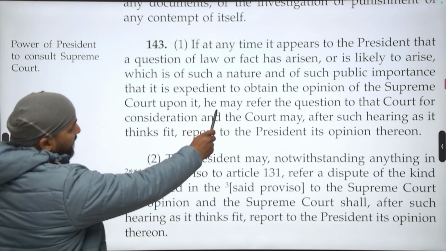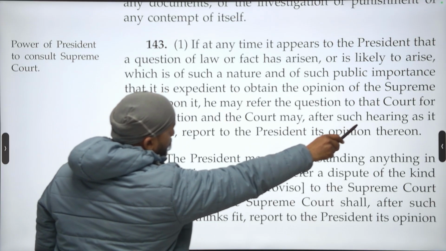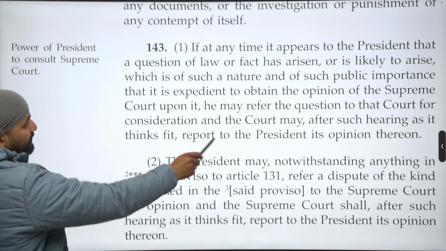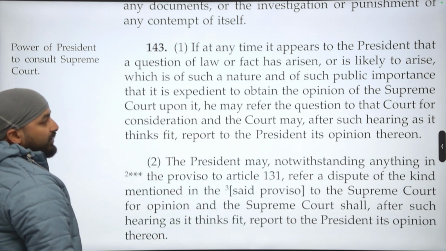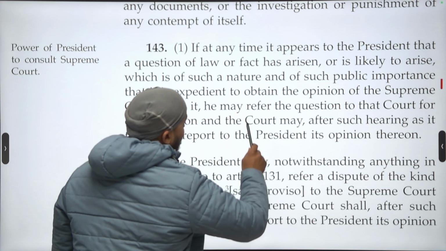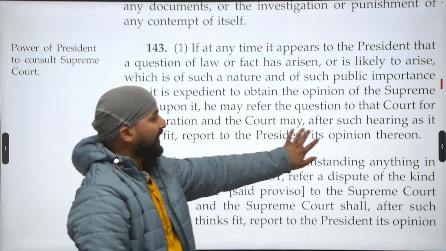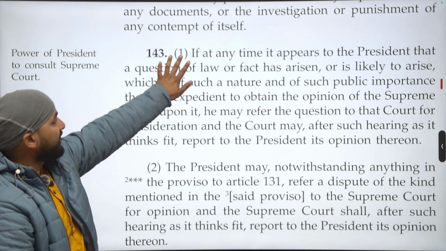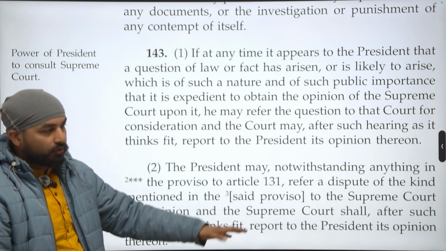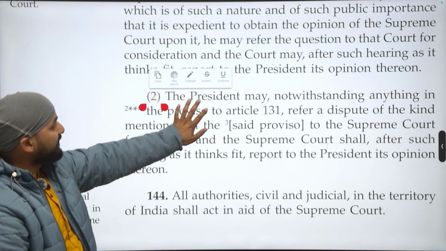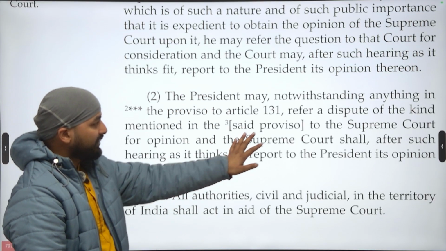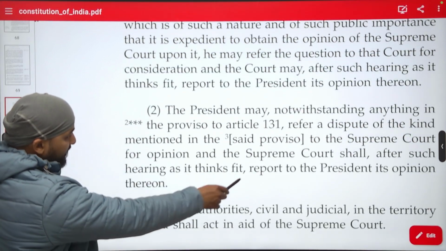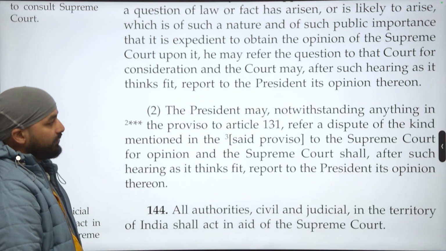He may refer the question to that court for consideration, and the court may, understand this, may, after such hearing as it thinks fit, report to the president its opinion thereupon. It is not written that the court shall produce its opinion. The court may. So in this first clause, that is 143(1), the court is not bound to give its opinion. But in the second clause, if the president makes any reference regarding a pre-constitutional treaty, the word used is the Supreme Court shall. Now they are bound.